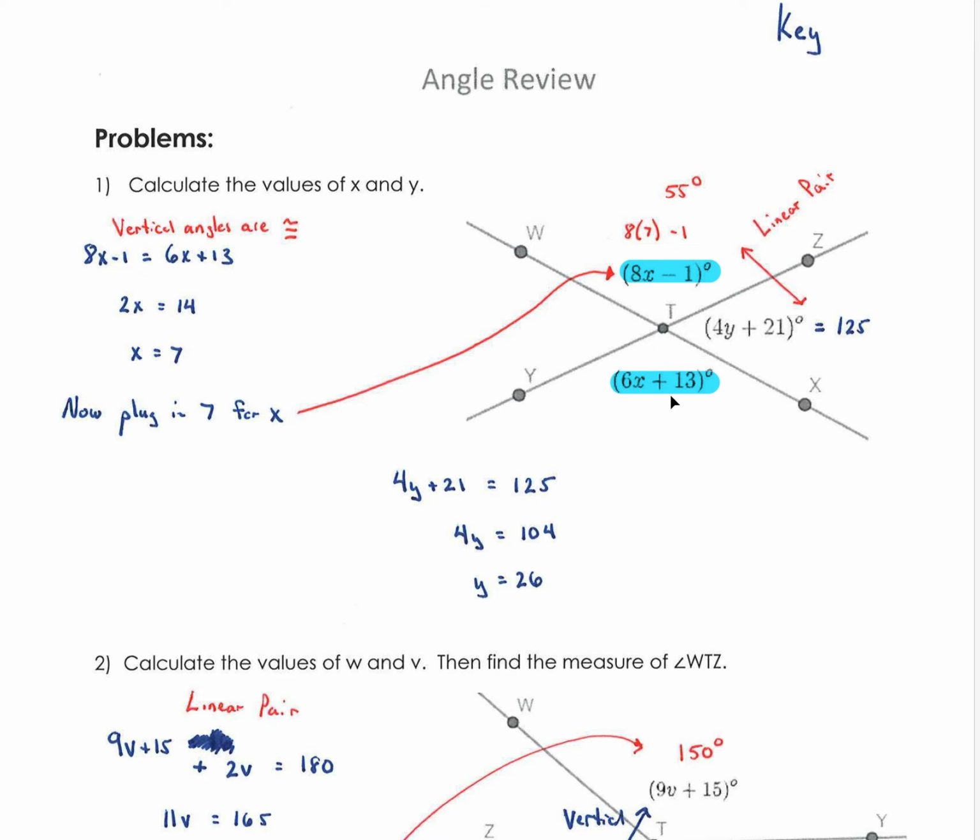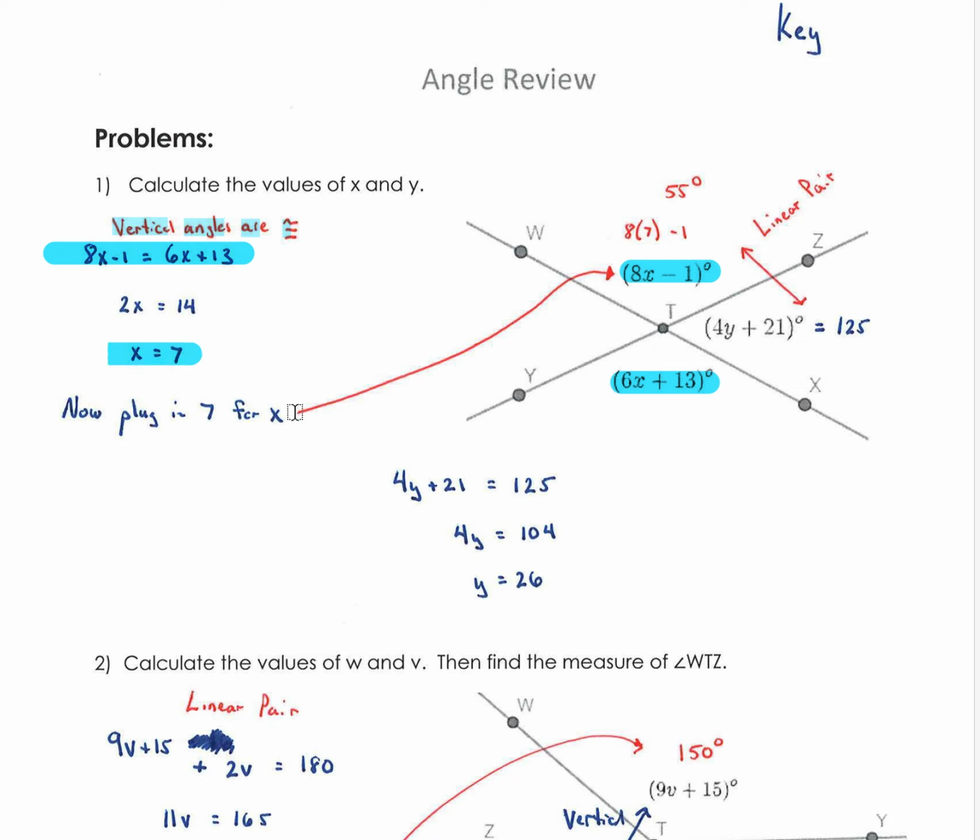Those two angles are vertical. Vertical angles are congruent, right? That's what I'm saying here in the red. The red is the geometry, and then you're like, oh, well, if they're equal, then let's set them equal. So I set 8x minus 1 equal to 6x plus 13. Then I do algebra, and I get x equals 7.